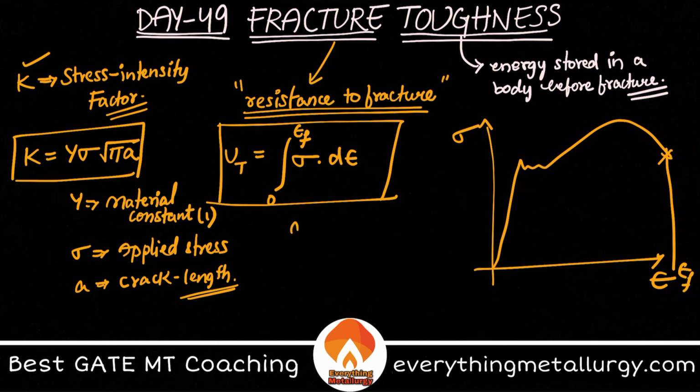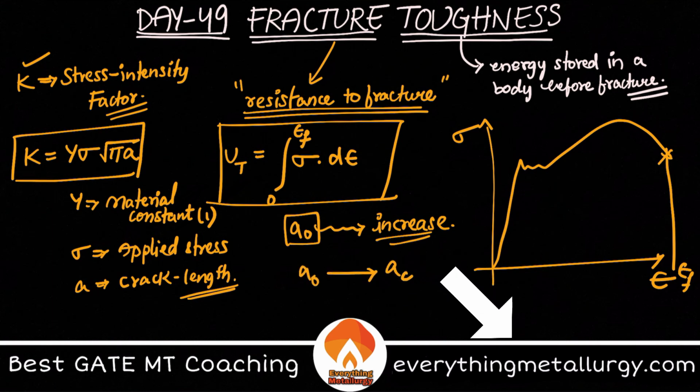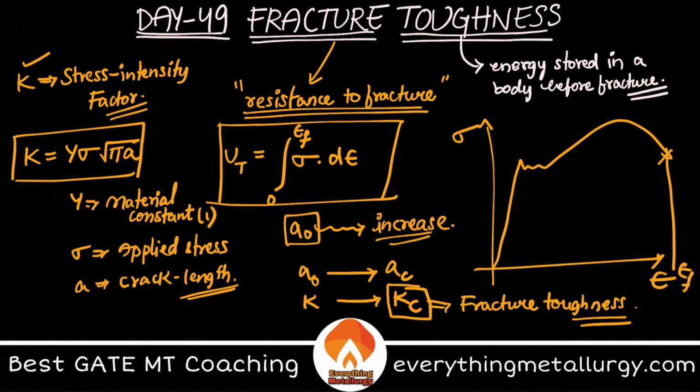That means if a naught is my initial crack length, it should always increase on application of loads, right? Now what you must know is when a naught reaches its critical length, which is nothing but the maximum crack length that can be sustained in the body before fracture, so when a naught becomes a_c, my stress intensity factor also becomes K_c, where K_c is my fracture toughness. So when the initial crack length reaches its critical length, my stress intensity factor also increases to its maximum, which we take as the fracture toughness of that particular material.